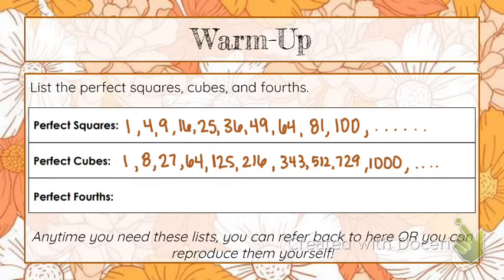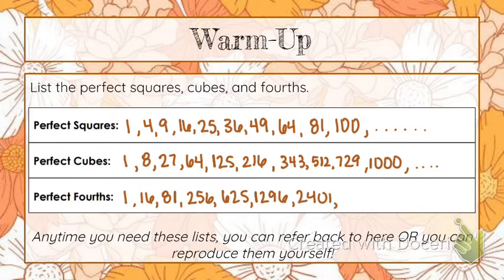Finally, we're going to do perfect fourths. So this is a number to the 4th power. So 1 to the 4th power is 1, 2 to the 4th power is 16, 3 to the 4th power is 81, 4 to the 4th power is 256, 5 to the 4th is 625, 6 to the 4th is 1296, 7 to the 4th is 2401, 8 to the 4th is 4096, 9 to the 4th is 6,561, and 10 to the 4th power is 10,000.